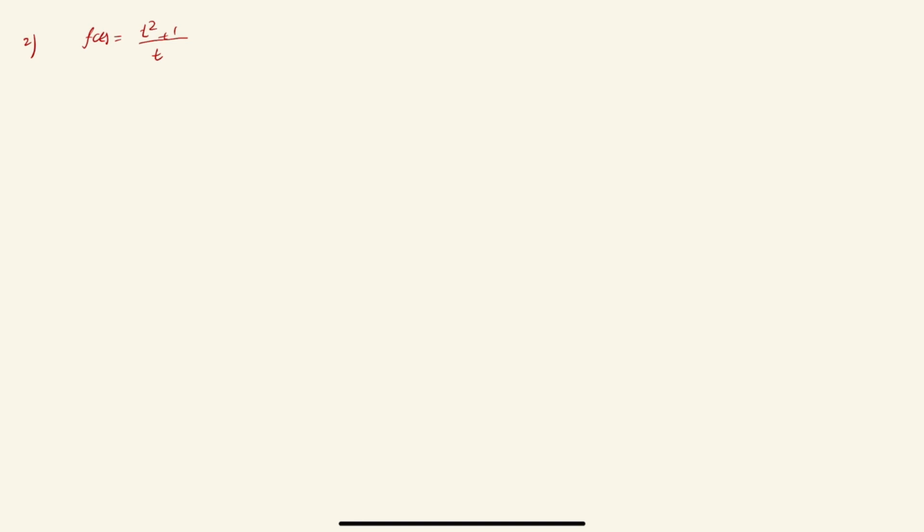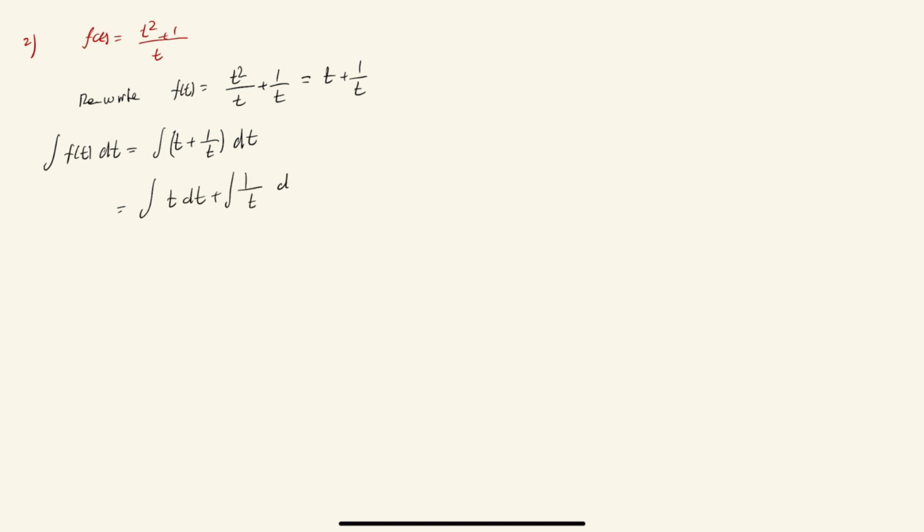For part 2, we have f of t equal to t squared plus 1 all over t. Here, when I'm going to integrate this, I don't know how to integrate this term. Therefore, I'm going to rewrite that term. So that's going to be equal to t squared over t and then plus 1 over t. And that's going to result in t plus 1 over t. Therefore, the integral of f of t dt is going to be the integral of t plus 1 over t dt.